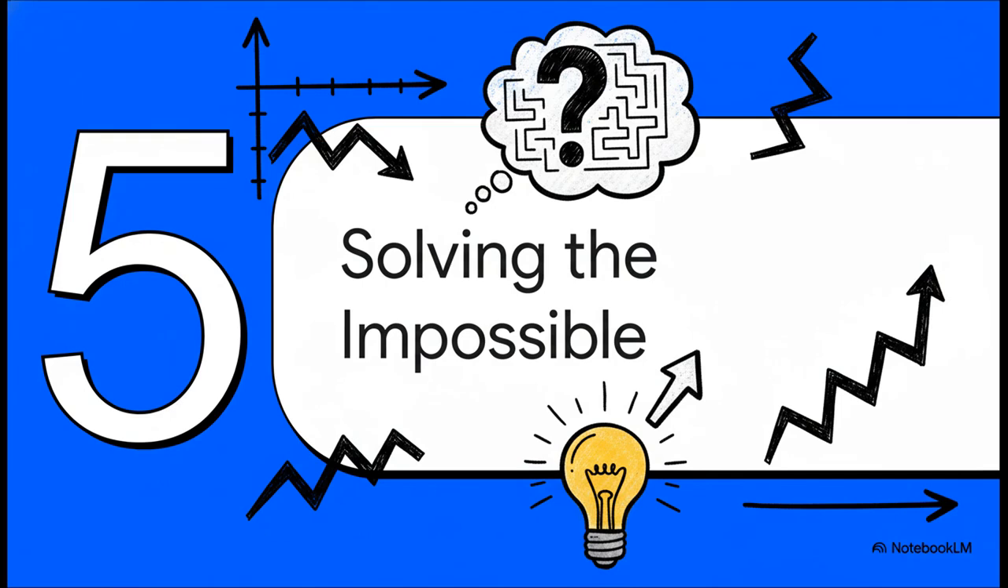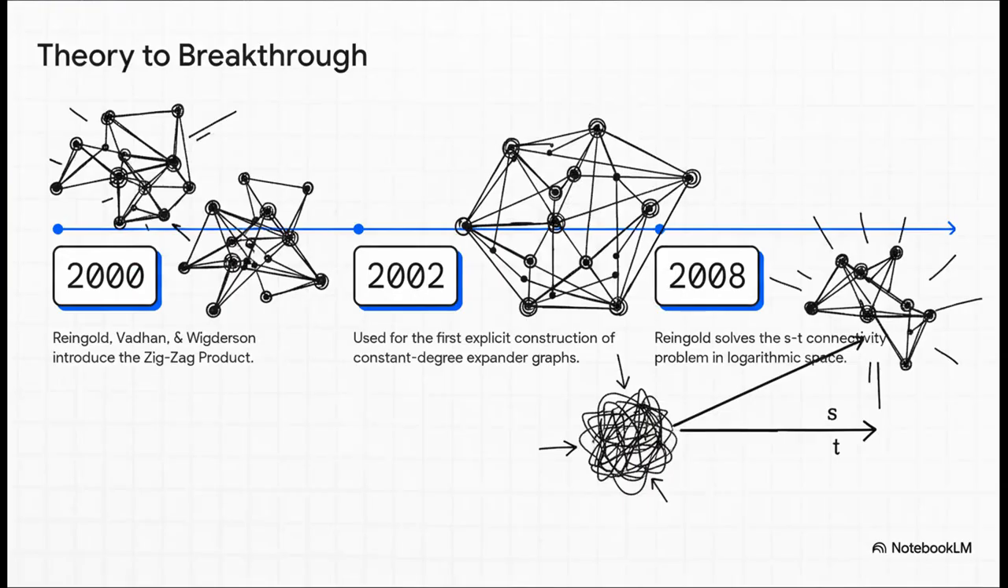So, okay, this is a really fascinating theoretical tool. But what does it actually do for us? Well, this is where we circle all the way back to our opening puzzle and see how the Zig Zag Product led to a genuine real-world breakthrough. The product was first introduced back in 2000 by Reingold, Vadhan, and Wigderson, and just 2 years later, it was already being used to build these highly sought-after things called expander graphs.